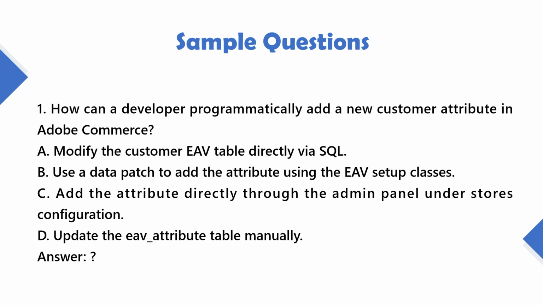1. How can a developer programmatically add a new customer attribute in Adobe Commerce? A. Modify the customer EAV table directly via SQL. B. Use a data patch to add the attribute using the EAV setup classes. C. Add the attribute directly through the admin panel under Stores configuration. D. Update the EAV_attribute table manually.